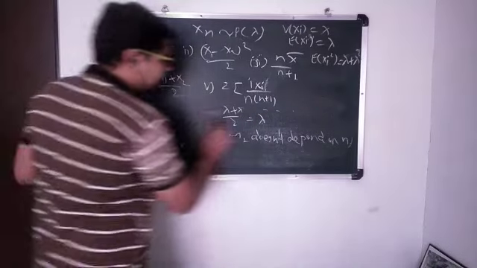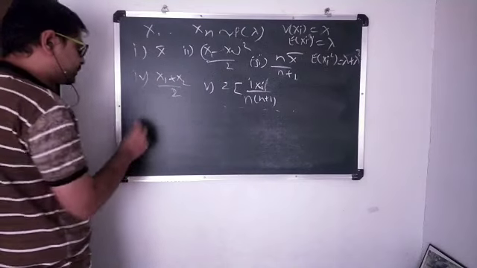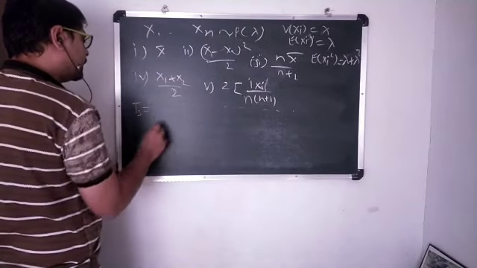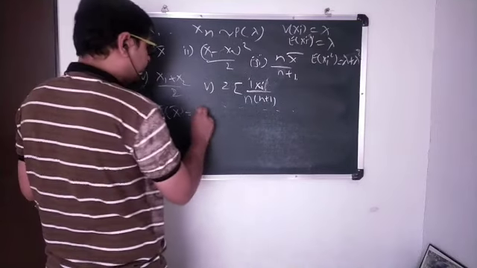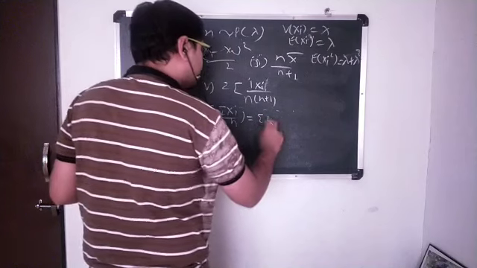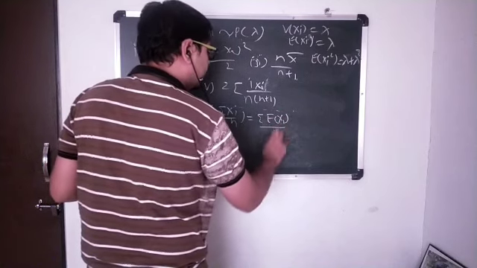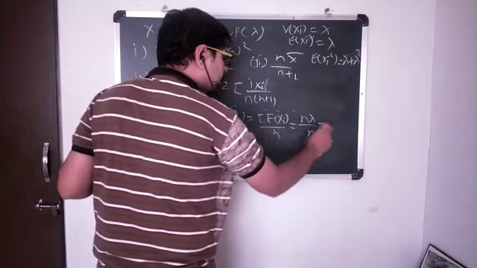Now we will check X bar. So consider T3 as the expected value of X bar. The expected value of summation Xi by n is equal to the summation of expected value of Xi divided by n, and this is equal to n lambda divided by n, so it is equal to lambda.